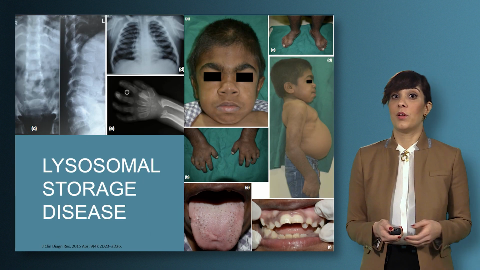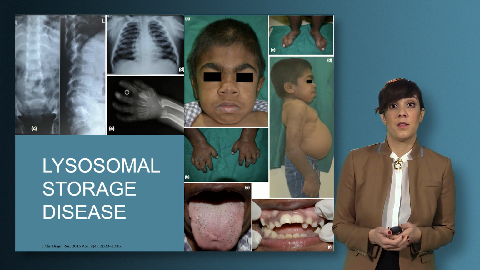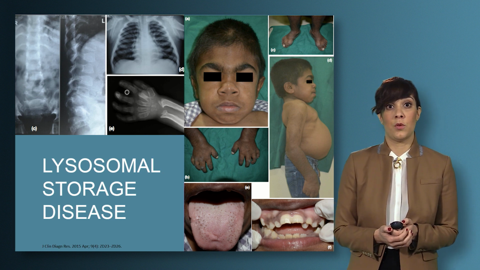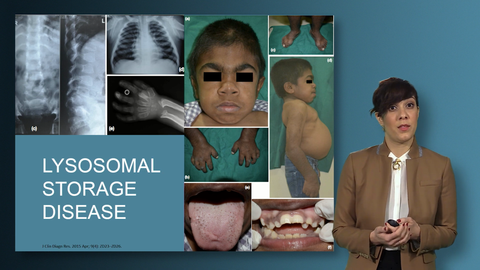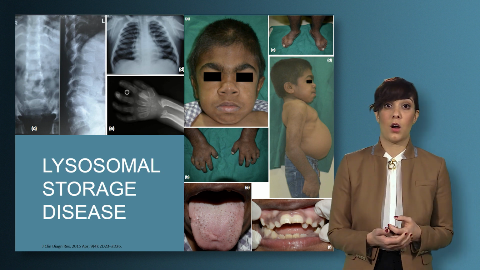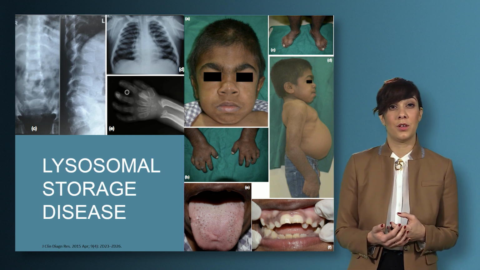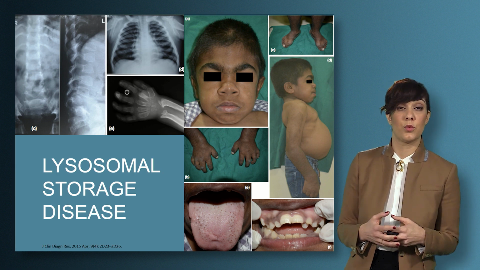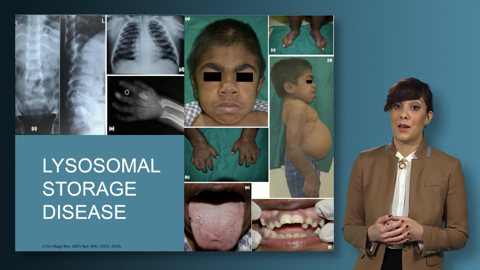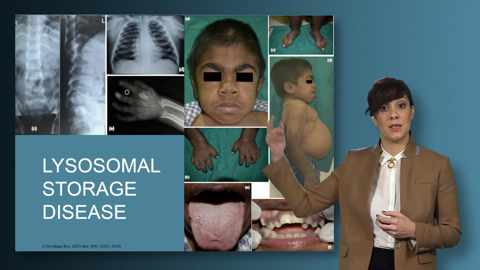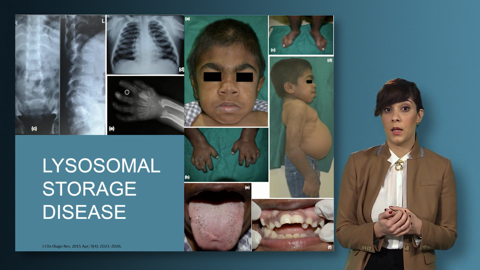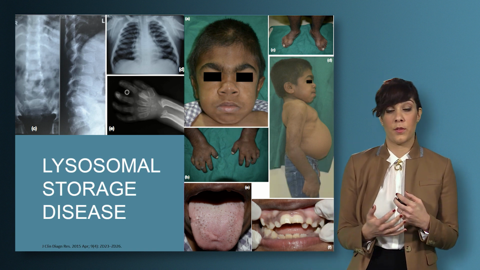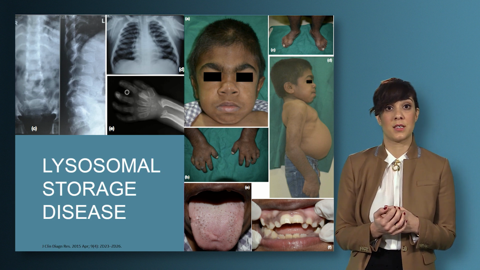So I'll give you an example of a lysosomal storage disease. Within the lysosome, you actually have a variety of different enzymes. And if you have a problem with one of the enzymes that are involved with breaking down complex macromolecules, you can get a buildup of these macromolecules within the system. You can get a buildup within the skeleton, and you can see that right here, where you have abnormalities in the spine as well as in the hands and other parts of the patient's skeleton.